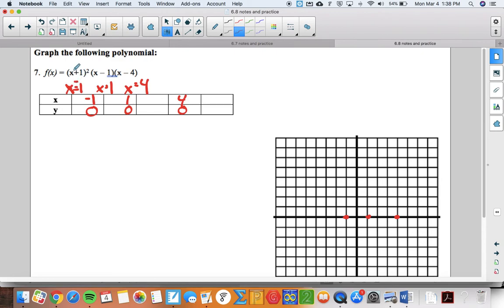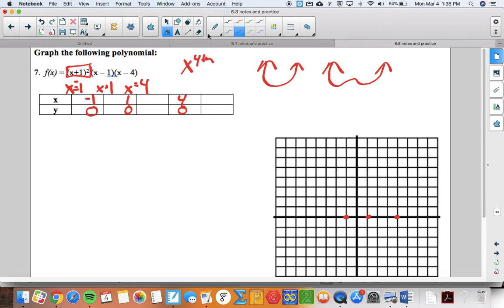By the way, folks, this becomes an x squared right in here. If you were to FOIL that out, you get x squared plus 2x plus 1. And then multiply that x squared by an x, you get x to the third, you get x to the fourth. So this is a 4th degree. This 0 right here is actually called a double root. But anyway, I'm thinking it should look kind of like this. Because it's a 4th degree, it's probably going to look kind of like that, more like a W.